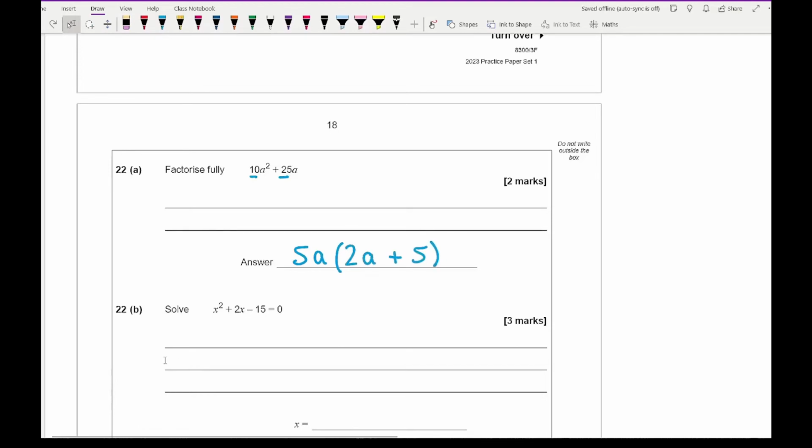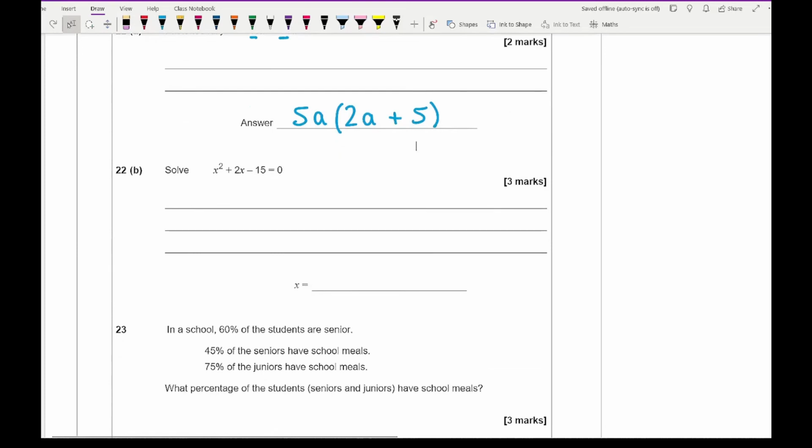For question 22b, we're just factorising and solving this quadratic. So we're thinking of two numbers that multiply together to give me -15, and added together give me 2. So the two numbers are going to be 5 and 3. And the 5 is going to be positive and then 3 is going to be negative. And then solving this, again, answer of 3 or -5.